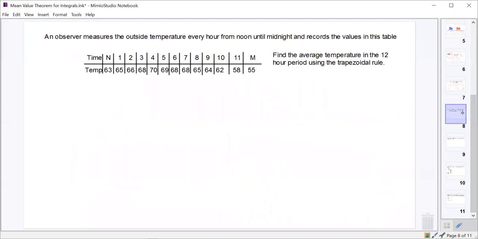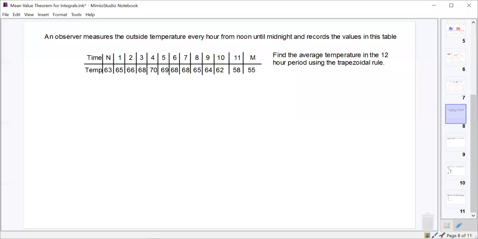Let's take a look here at this one. So suppose we measured the temperature every hour from noon until midnight and recorded all of our values in a table. And we wanted to know the average temperature during the 12-hour period. So in order to figure that out, if you were back in second grade, you'd just add them all up and divide by the number of data points.